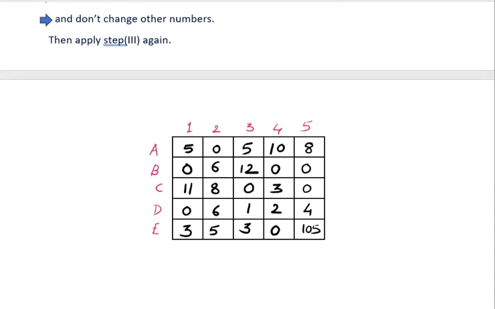So this is the matrix obtained in step 4. Then we have to apply step 3 again to this matrix which we have obtained in step 4. So let us apply step 3 again.